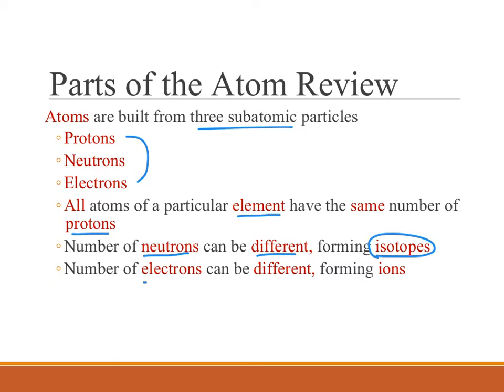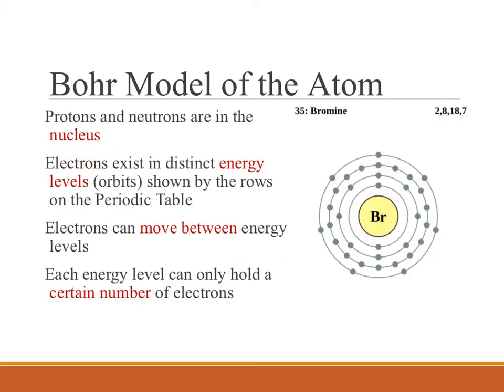And then the number of electrons can also differ, and in that case you form ions of a particular element, and it can be positive or negative depending upon how the number of electrons compares to the number of protons. So if you have more protons than electrons, you have a positive ion. More electrons than protons, you have a negative ion.